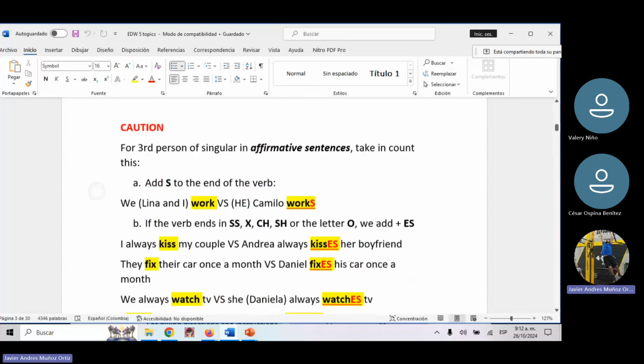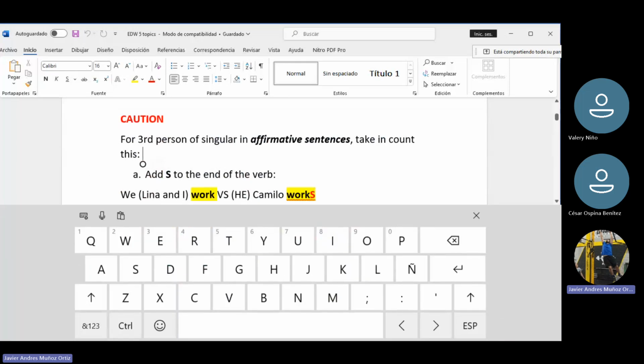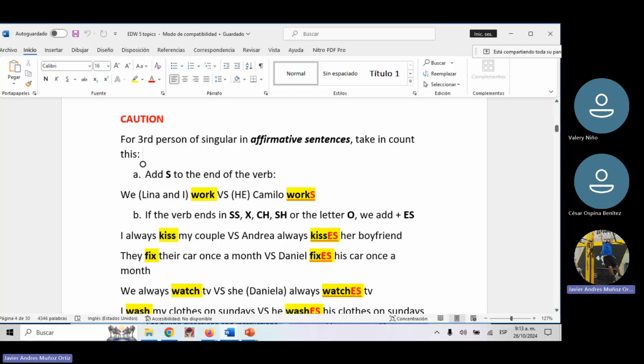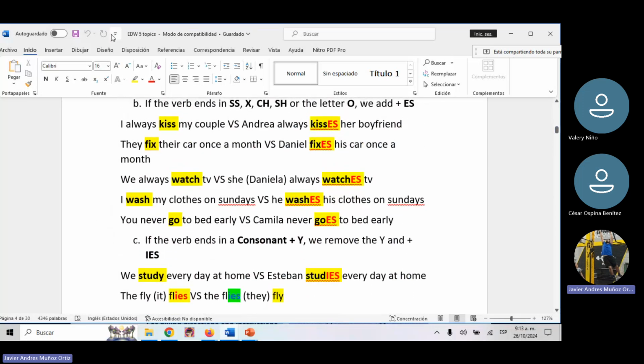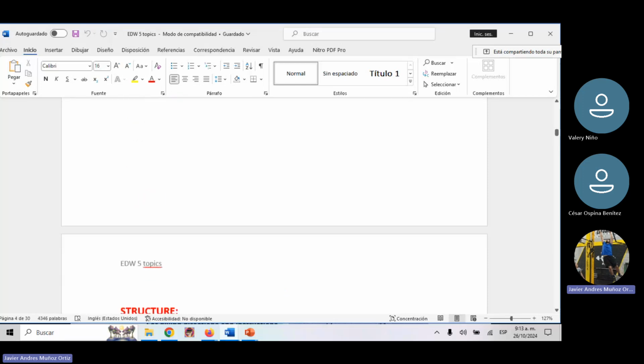Additionally, we said that if an activity is performed by a woman, a man, or an animal, let's suppose Daniel, Gabriela, or the dog, or the dolphin, or the ant, or the lion, it doesn't matter the animal. If the action is performed by any of these people alone by themselves, the verb is going to be modified, it's going to be changed. So we said we add s, es, or ies depending on the context.